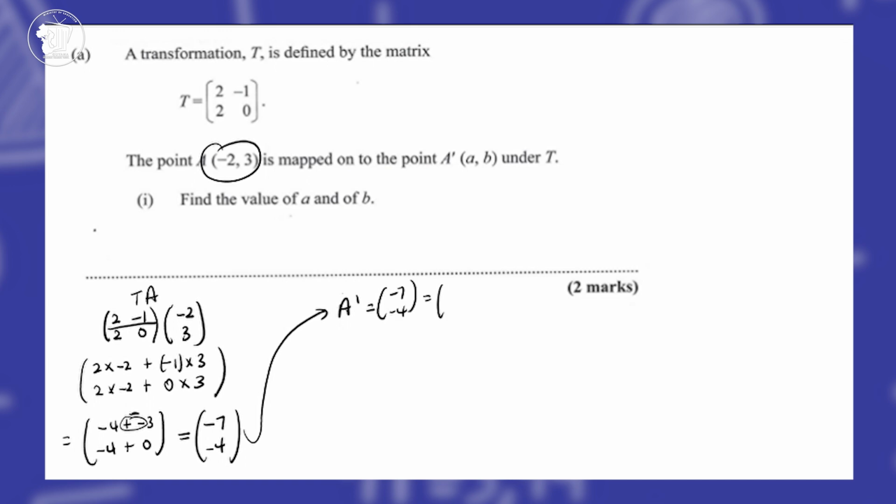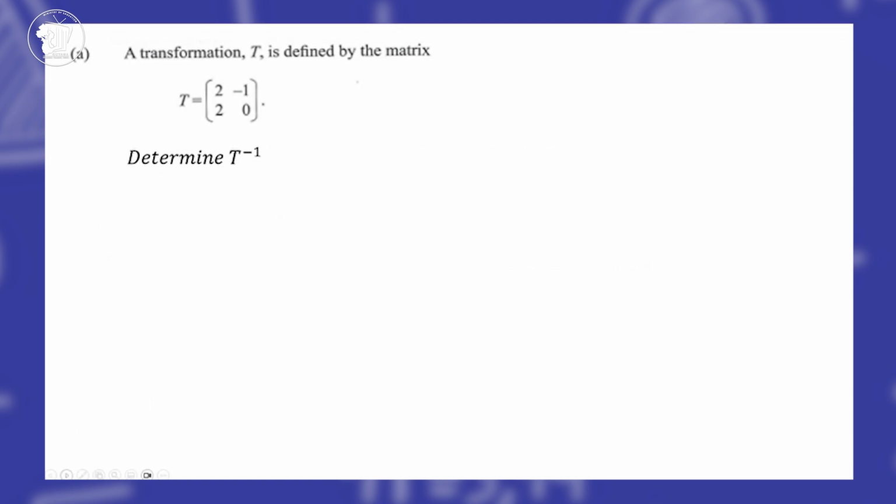And this will be (a, b). So, therefore, a is equal to -7 and b is equal to -4. The next question says, we have the same transformation, and they want us to determine T inverse.